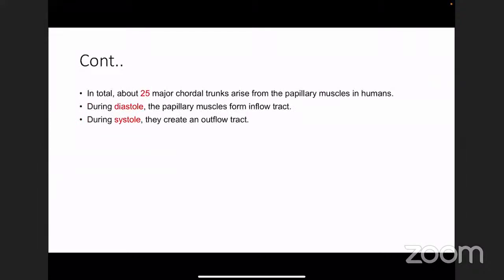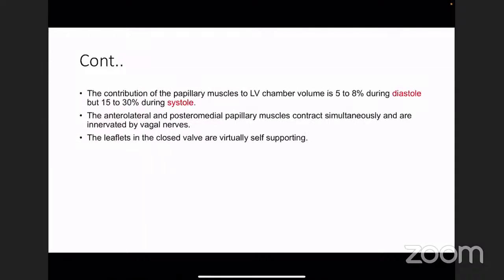During diastole, the papillary muscles form an inflow tract. During systole, they create an outflow tract. The contribution of papillary muscle to LV chamber volume is 5 to 8% during diastole, but 15 to 30% during systole. The anterolateral and posteromedial papillary muscles contract simultaneously and are innervated by the vagal nerve. The leaflets in the closed valve are virtually self-supporting.